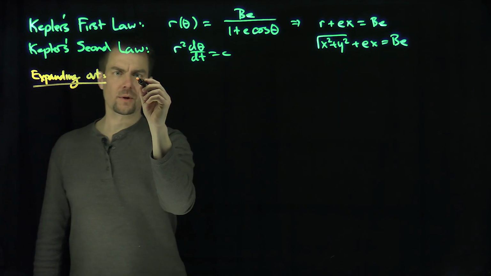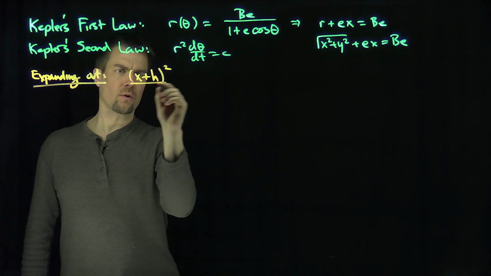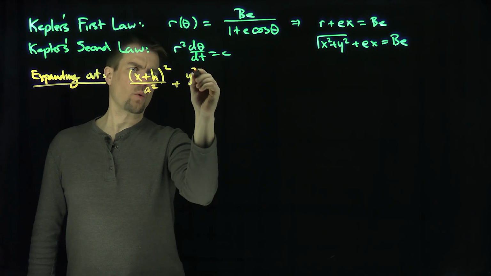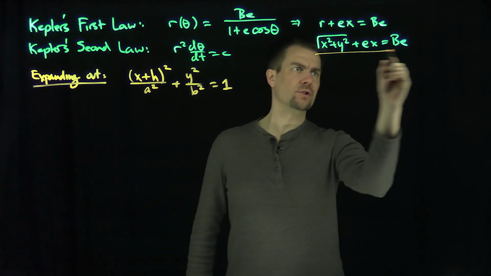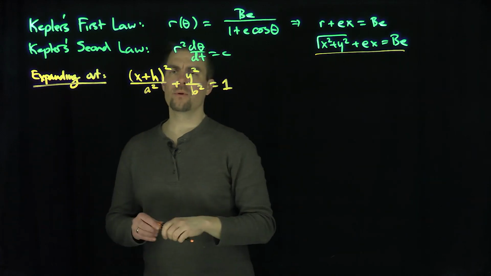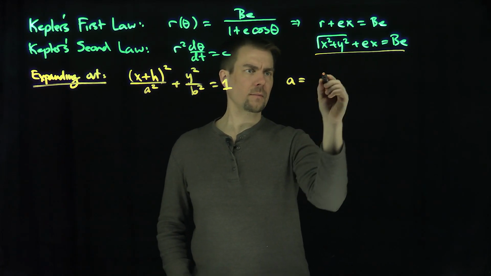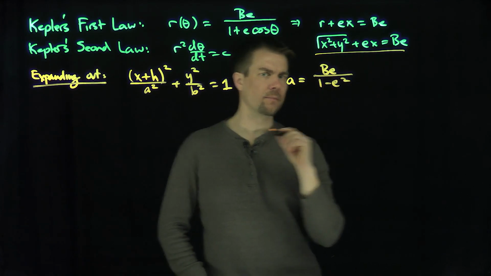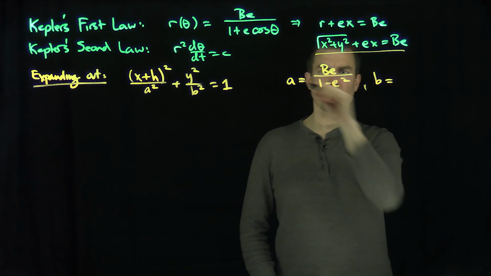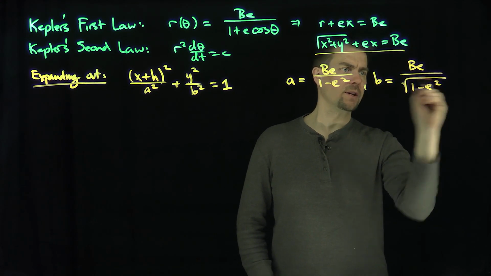We're going to get (x plus a constant h) squared over a squared plus y squared over b squared is equal to 1. In other words, I can turn this into an ellipse. That's a Calc 2 example. And it turns out, what is this a? This a is going to be BE over 1 minus e squared. And the b, by checking this, will be BE over the square root of 1 minus e squared.